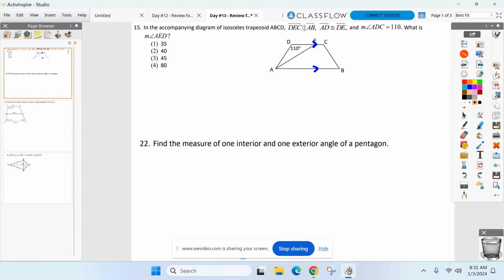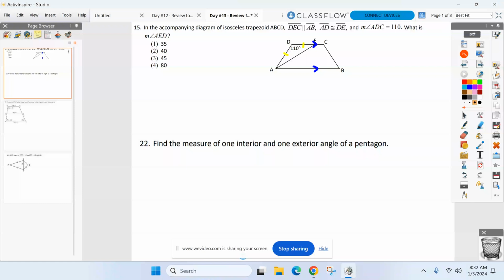It tells you in the givens AD and DE are equal, so make sure that's marked, AD and DE. I'm starting you out with angle D, 110, and somehow we've got to get to angle AED. All right, it's an isosceles trapezoid. Those sides are parallel. Those segments are congruent. Make sure you know what angle we're looking for here, AED.